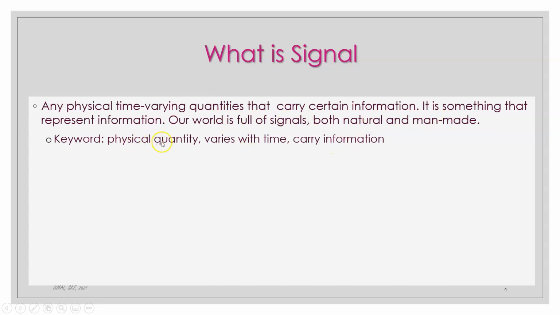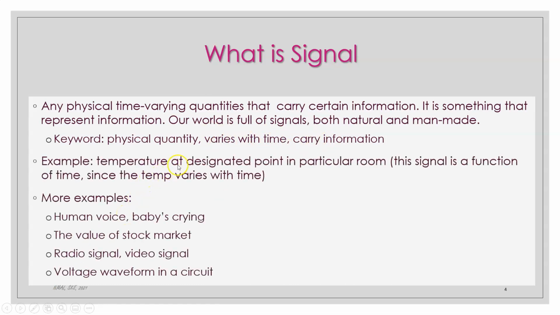So the keyword here is physical quantity. Okay, physical time varying quantities. It means that the signal varies with time. It will change with time. It varies with time and also carries information. For example, the temperature at a designated point in a particular room. This is also what we call a signal.